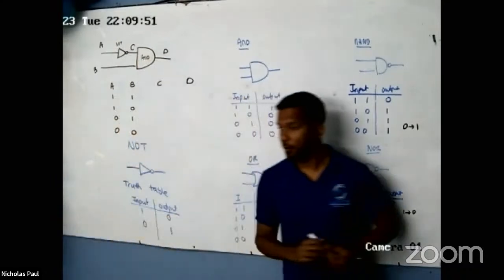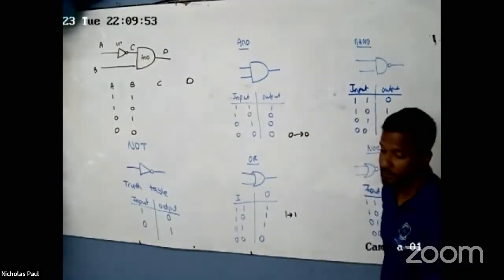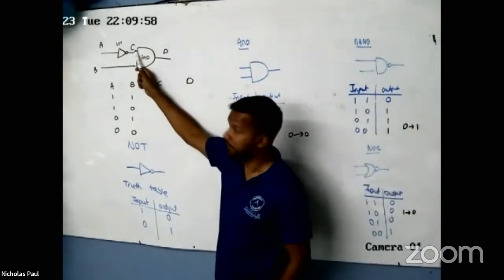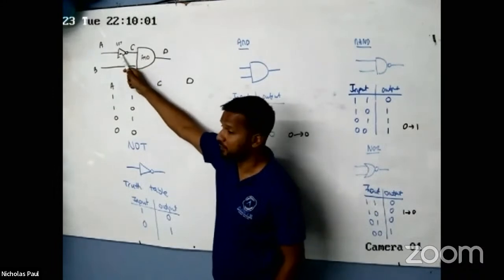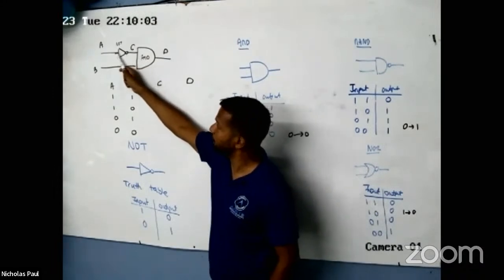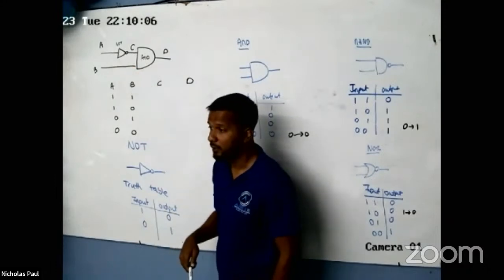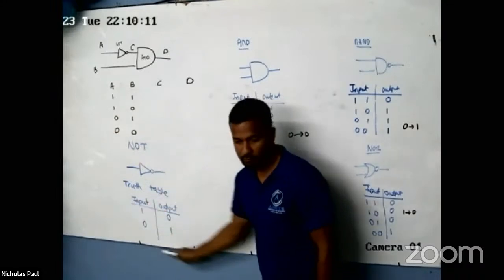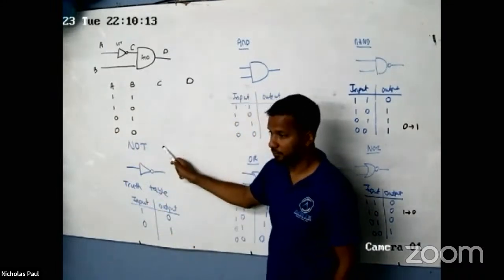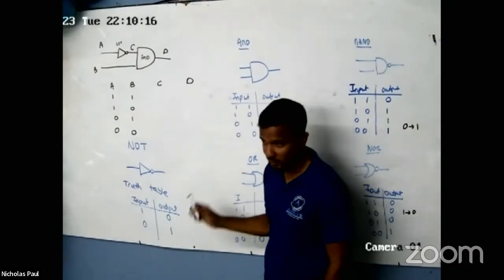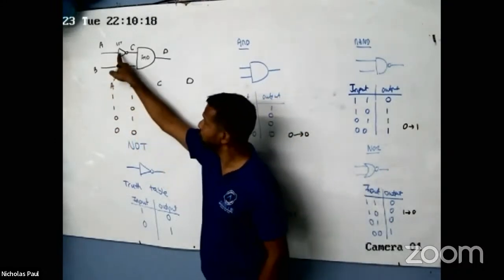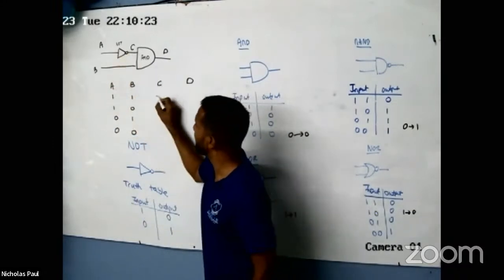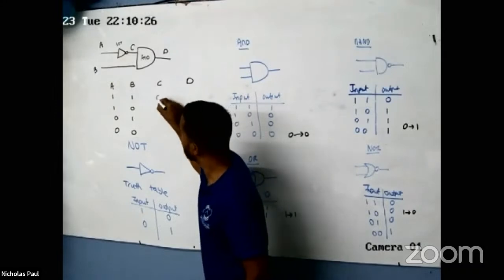Okay? So how are we going to figure out C? C is the output of a NOT gate where the input is A. So we're looking at A, and we're looking at a NOT gate to figure out C. Let's see how we're doing it. One into a NOT gate will give you C as 0 here.